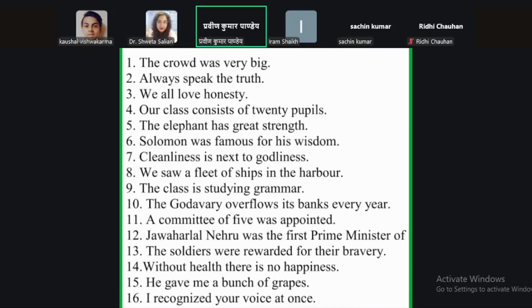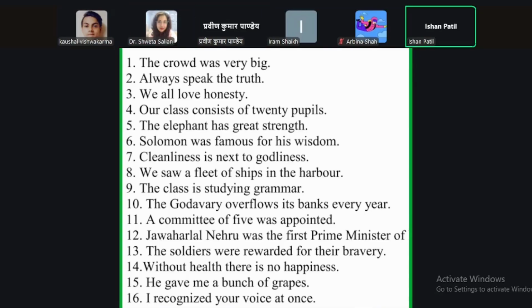8th one. We saw a fleet of ships in the harbor. Fleet is a collective noun. Ships, common noun. Very good. And harbor? How can it be abstract? See, there is a the before it. Yes, in the harbor. Harbor is a common noun.